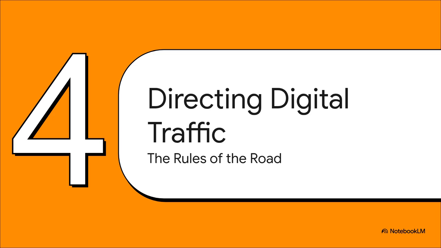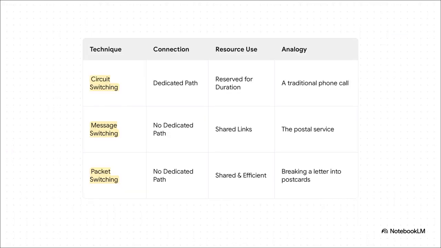But with millions of digital roads crisscrossing the globe, how on earth does your email know which path to take to get from your computer all the way to your friend's phone? Well, for that, you need a set of rules for directing all that traffic. There are pretty much 3 main ways to do this.